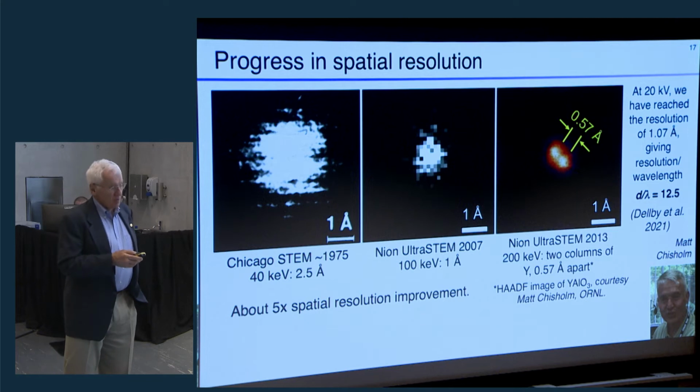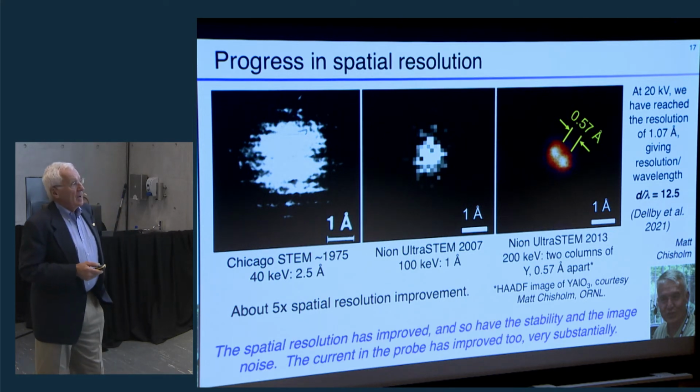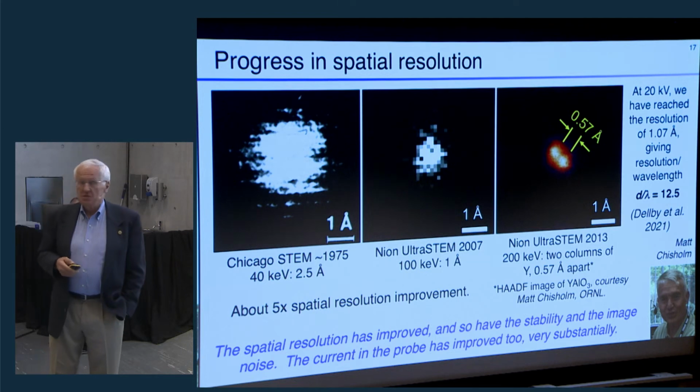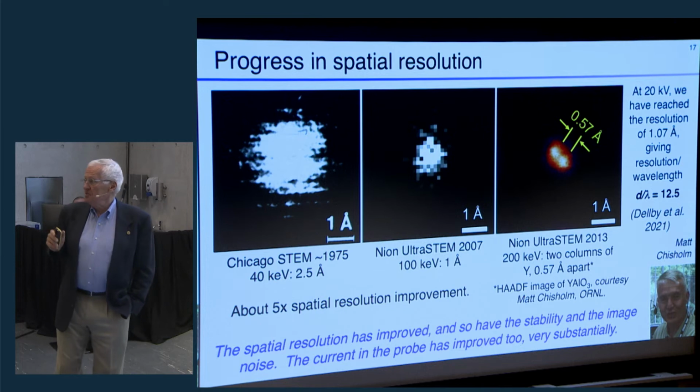That's a good number to remember. And again, Matt Chisholm took this image, and the probe current has improved very substantially too, otherwise you would not get a noise-free image such as this one. So this is completely unprocessed, no averaging, no nothing.